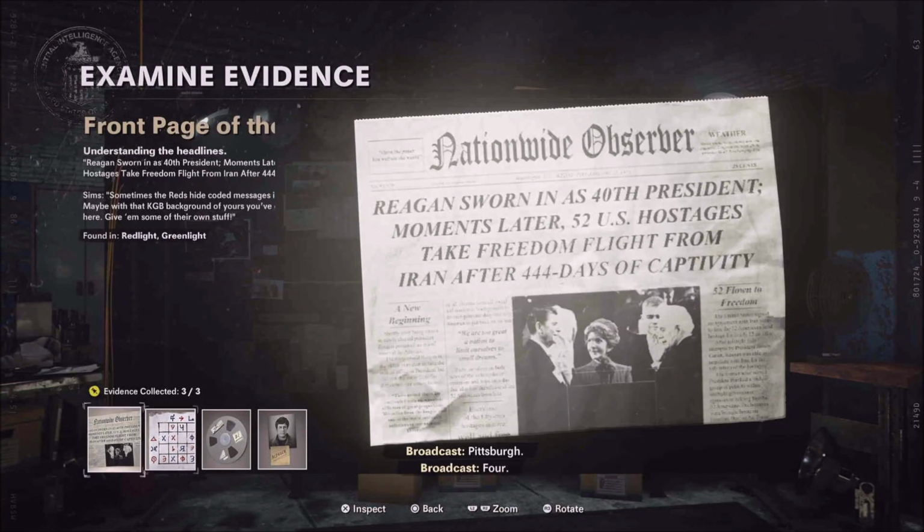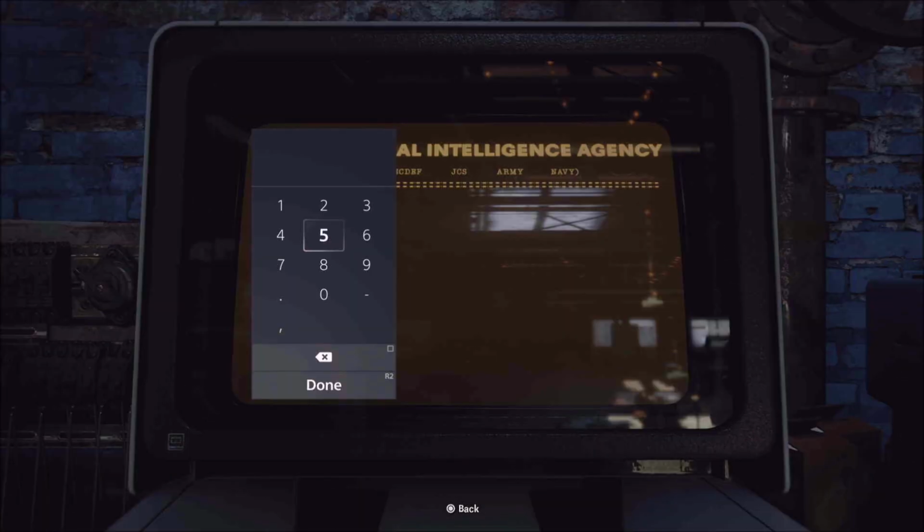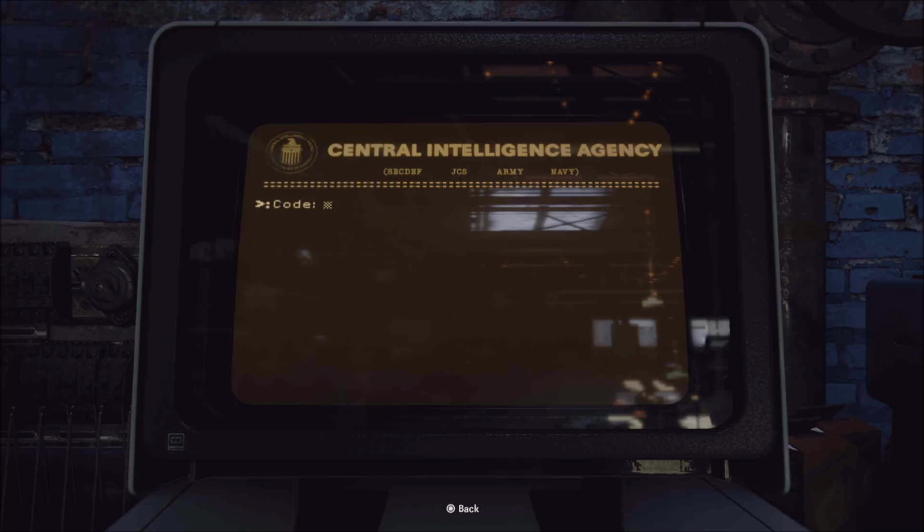So right here, we put in 1968 for Charlotte as the code. For the password, we put in Madison. And look at that, we're in. We got it. We decrypted the floppy disk.